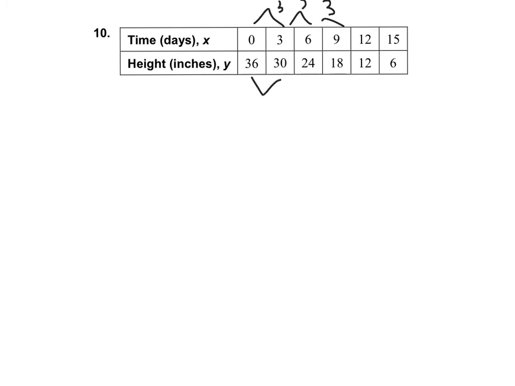Going from 36 to 30, we have -6. 30 to 24, we have -6. 24 to 18, we have -6. 18 to 12, it's -6. And 12 to 6, it's -6. Since the rate of change is the same on the first level, this one's going to be linear.